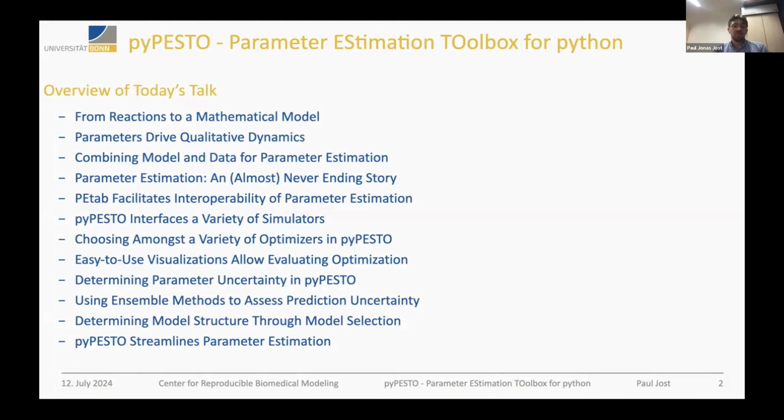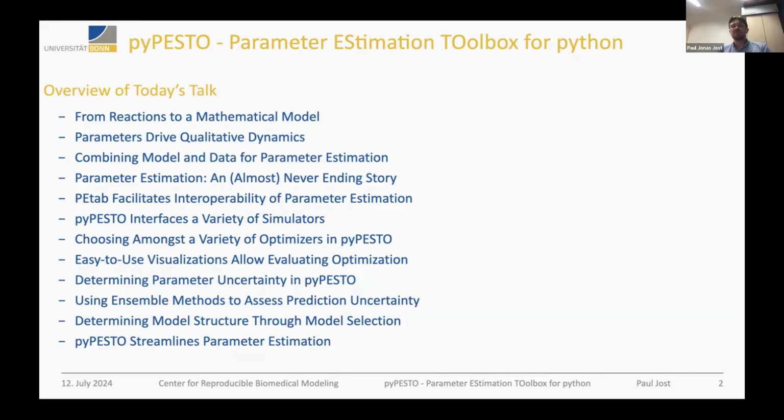What is today's talk going to be about? It's going to be about pyPESTO. pyPESTO stands for Parameter Estimation Toolbox for Python. As the name suggests, it is a Python toolbox and a Python program. So if you use C++ only, I think we can't help you there yet. Might be at some point. And it is used for parameter estimation.